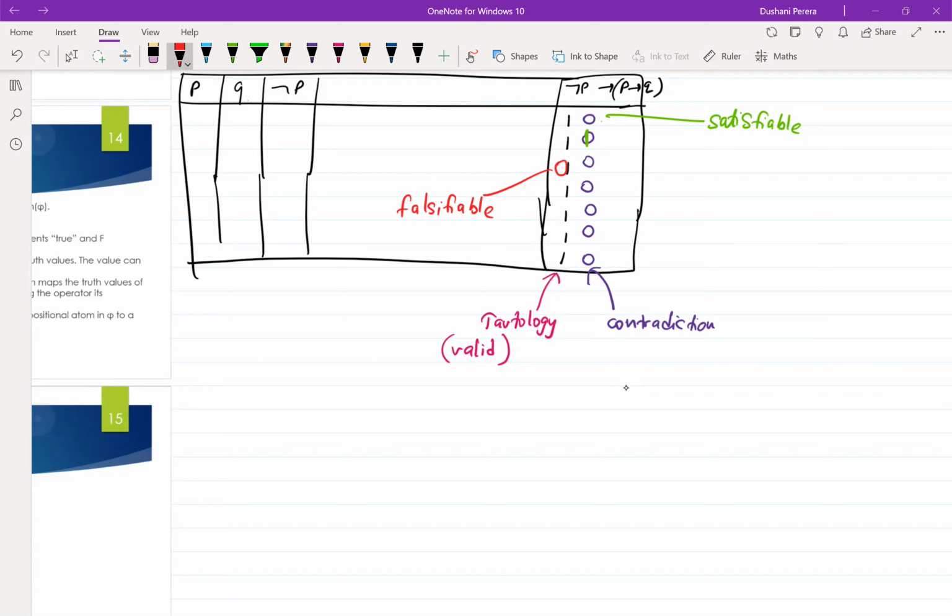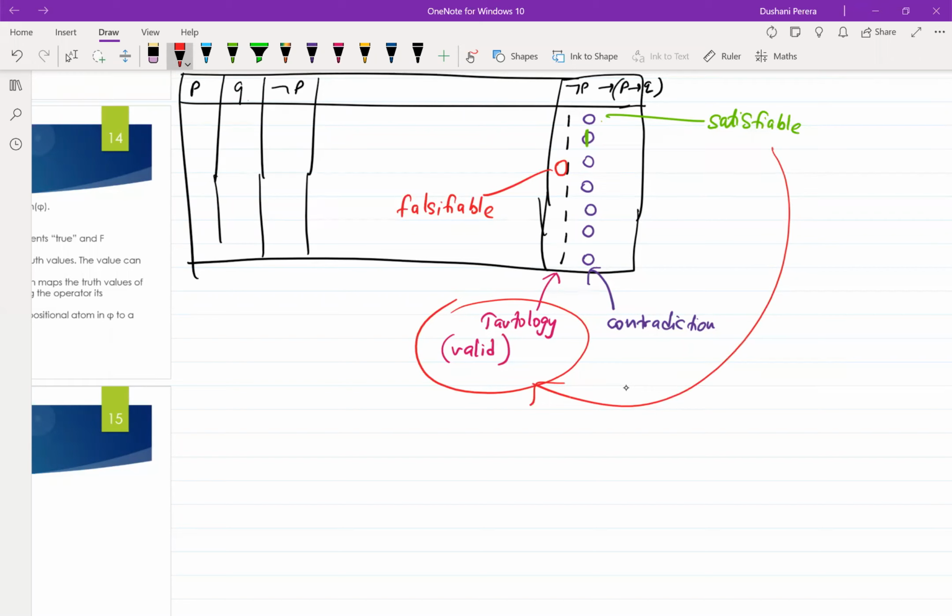You need to see that if a formula is a tautology, it also becomes satisfiable. Because anyway all of them are ones. It's a tautology, and at the same time it is satisfiable because there is a true value. So it will be satisfiable.